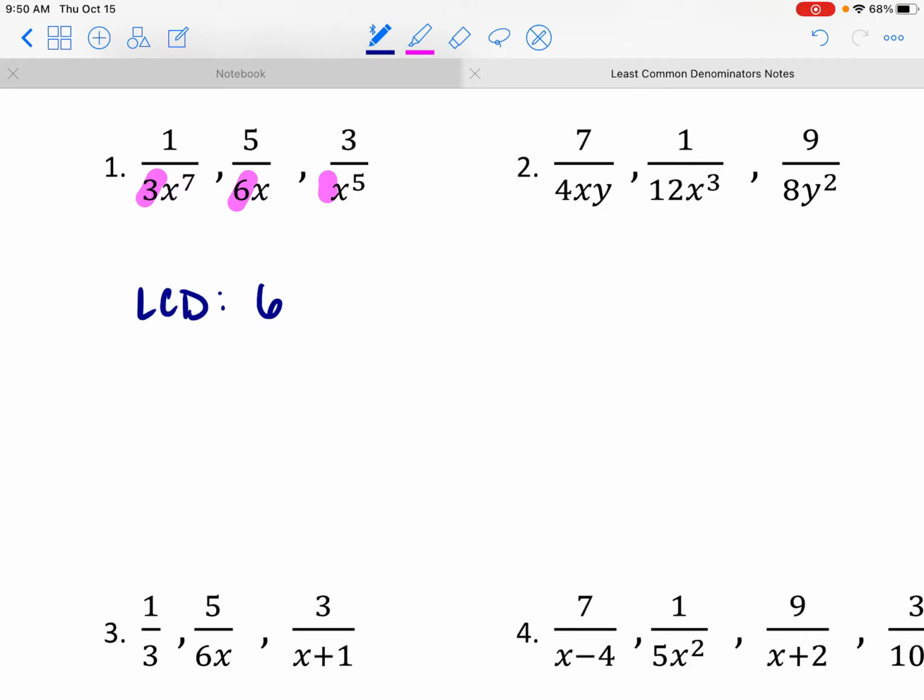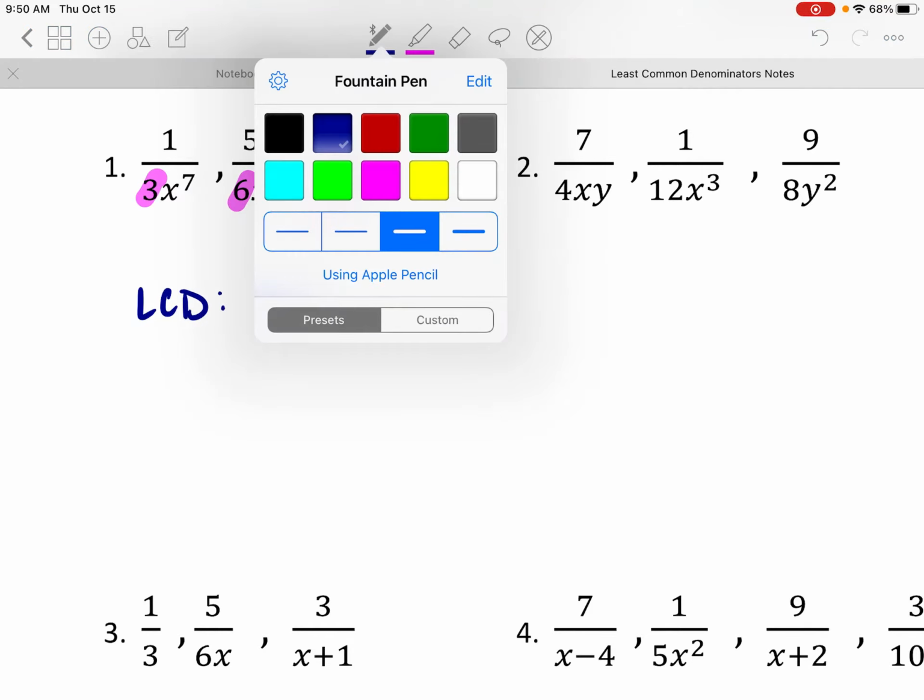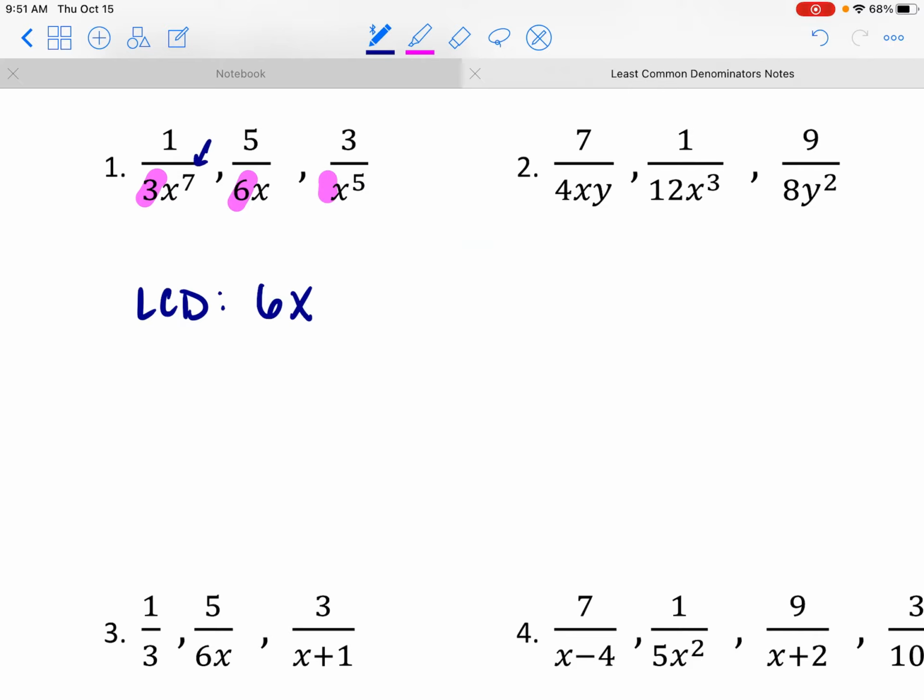So that takes care of the coefficients. And then for variables, any variables we see have to be here, and we take them with their largest exponents. So 6x to the 5th, just kidding, that's not the biggest. 6x to the 7th. The 7 is the largest exponent that occurs on an x. So our LCD is 6x to the 7th. And again, this just needs to be divisible by all of the denominators that we have there. So if I wanted to check, can we divide it by 3x to the 7th? Yep, 3 goes into 6, x to the 7th goes into x to the 7th. Can we divide it by 6x?